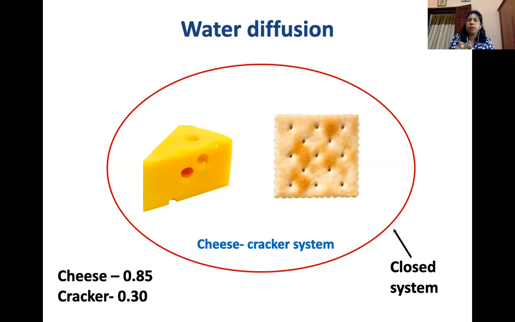Therefore, if both products are in the same system, whatever water vapor is produced by the cheese can be absorbed by the cracker, because the cracker's water activity is low. Therefore, it is very happy to absorb more water. That is why we can't keep crackers or biscuits in a normal environment for a longer period. Maybe 1 or 2 days, or even 6 hours, you can see the soggy nature of the biscuit, because its water is low, but it is happy to absorb water from the environment when we keep them in an open environment.